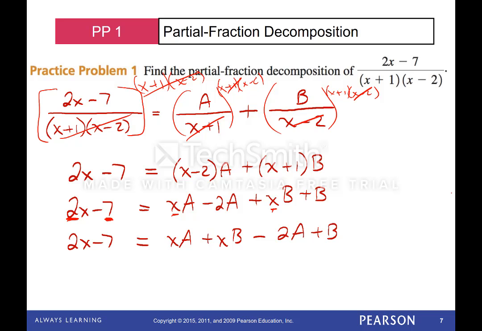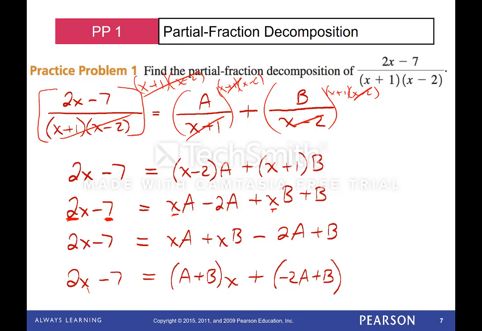All right, and then what we're going to do, we're going to factor out the x right here. So 2x minus 7, again rewriting the left side here. I'm going to factor out the x, leaves us with a plus b times x. And then this one, I just want to put into its own little parenthesis right here. All right, so here's what we got.